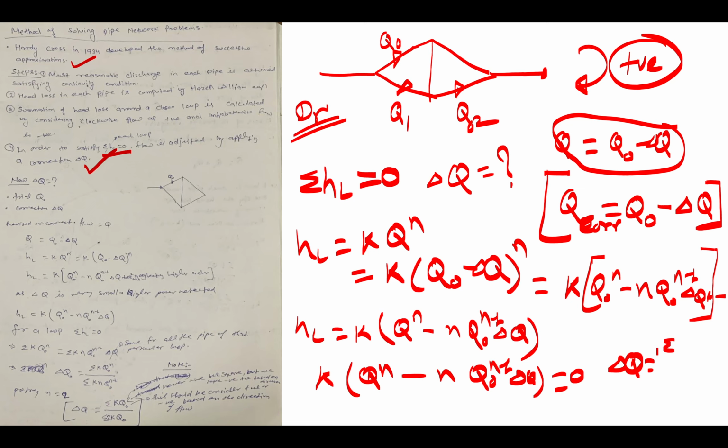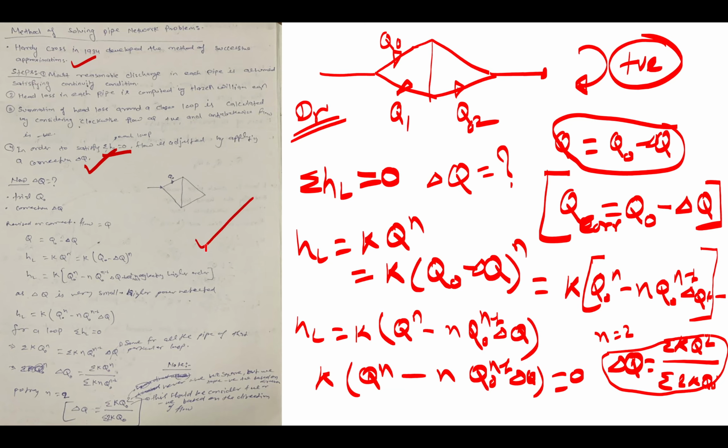So summation of k q to the power n divided by summation of n k q naught to the power n minus 1. Or assume n is equal to 2, we are assuming that is Hardy Cross, that is your Darcy-Weisbach. So n is equal to 2. So delta q is summation of k q square divided by summation of 2 k q naught. So remember, this is the whole derivation, and you can follow step by step here also.